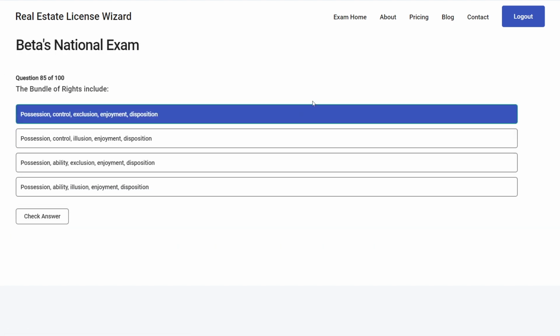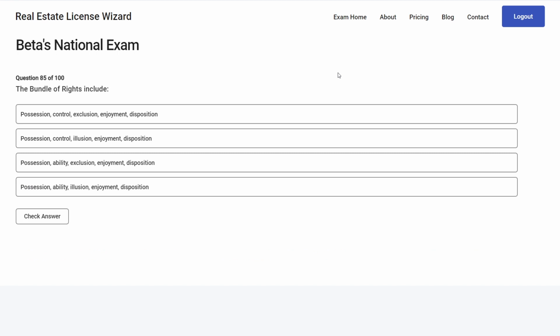All right, 85. The bundle of rights include: is it possession, control, exclusion, enjoyment, disposition? Is it possession, control, illusion, enjoyment, disposition? Is it possession, ability, exclusion, enjoyment, disposition? Is it possession, ability, illusion, enjoyment, and disposition? So go ahead and think about that one and come up with a good answer.